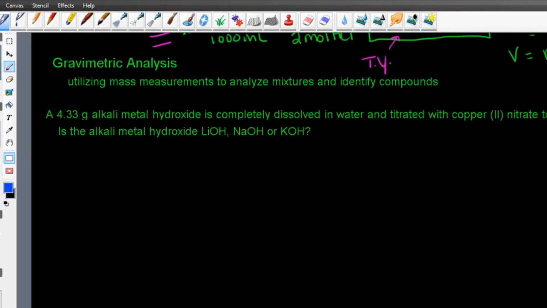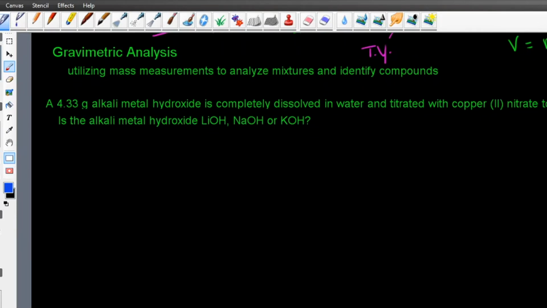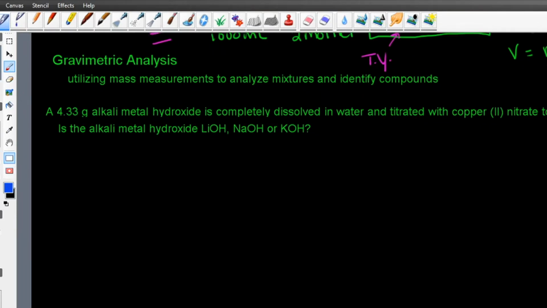Okay, gravimetric analysis. Gravimetric analysis is a tool that we use in the lab to use mass measurements to identify compounds or to identify percent compositions of mixtures. There's two different types of combustion analysis problems I want to do. There's only one type of gravimetric analysis I want to do. Okay, so let's do it.